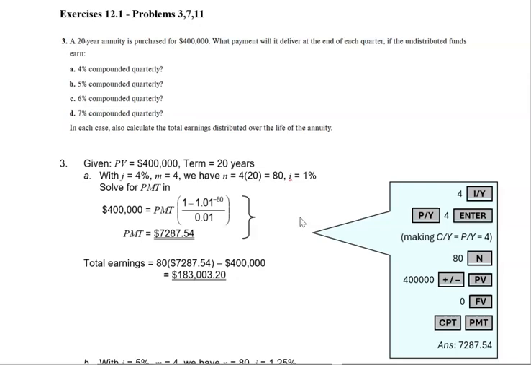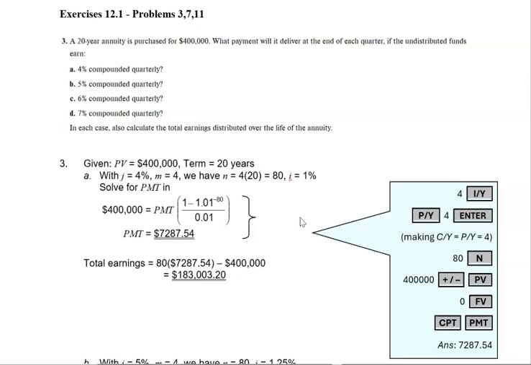What payment will it deliver at the end of each quarter if the undistributed funds earn interest? After a payment's made to us, whatever's left in that annuity is going to continue to earn interest. A is 4%, B is 5%, C is 6%, D is 7%.